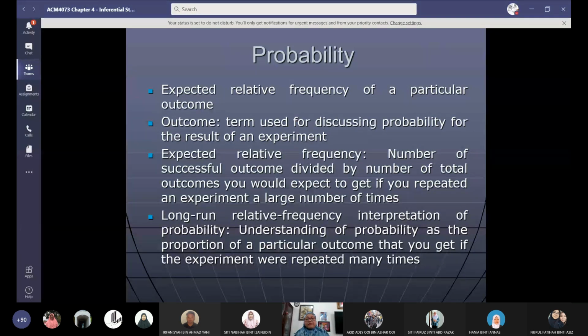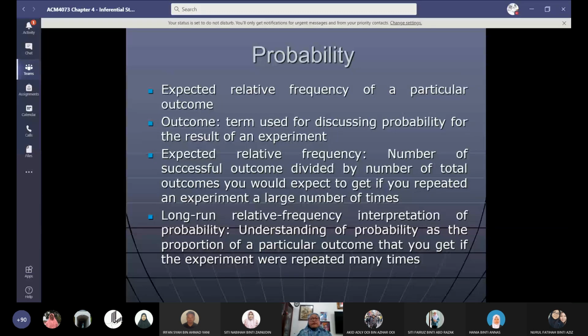Expected relative frequency is the number of successful outcomes divided by the number of total outcomes you would expect to get if you repeated an experiment a large number of times. Long-run relative frequency interpretation of probability is the understanding of probability as the proportion of a particular outcome that you get if the experiment were repeated many times.